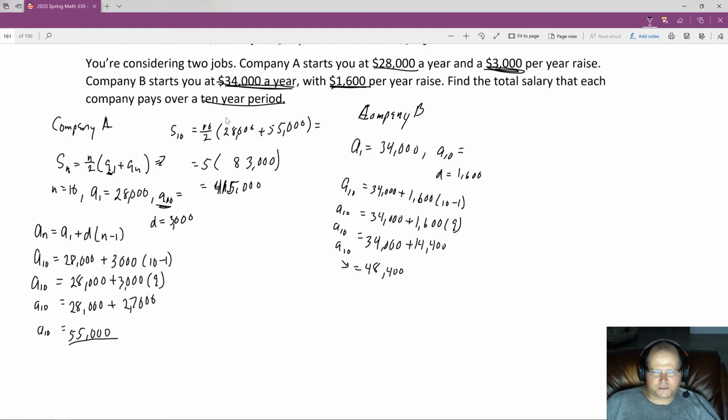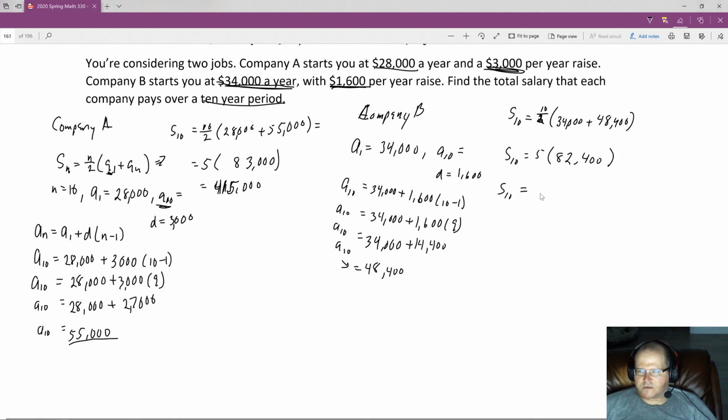So it looks like our 10th term is 48,400. Okay, now we plug it into our summation formula, which we're looking for the 10th one. So we are going to have 10 over 2, first term, which is in this case 34,000, plus the last term, the 10th term, 48,400. So that is 5 times 34,000 plus 48,400. We'll keep the 400. 48 and 34 gives 82,400. So then we say the sum of the first 10 terms of this sequence is 5 times 82,400, which is 412,000.